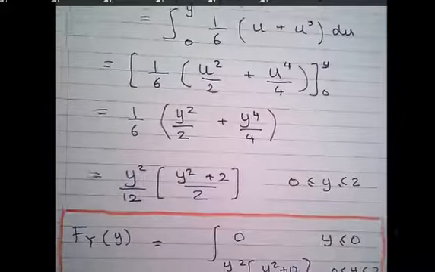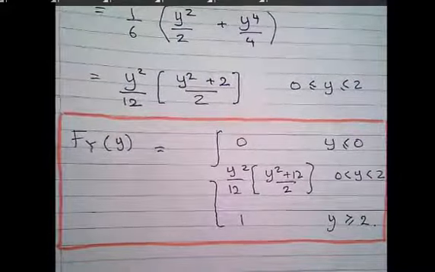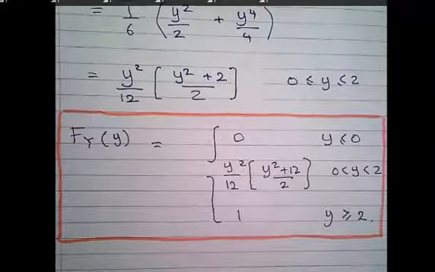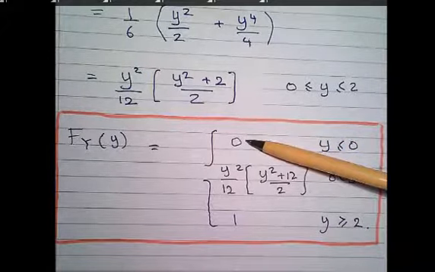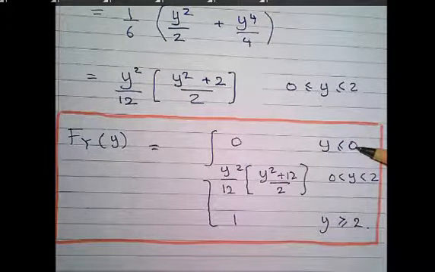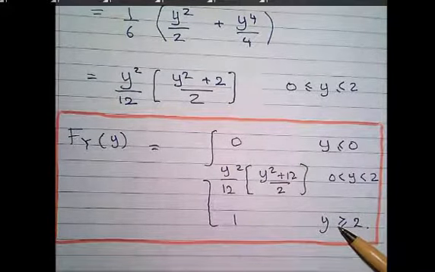Now this is important, this bit. This is, to be very formal, the full CDF here, okay? Now, you have to state fully that it's 0 when y is less than or equal to 0, and 1 when y is greater than or equal to 2, okay?